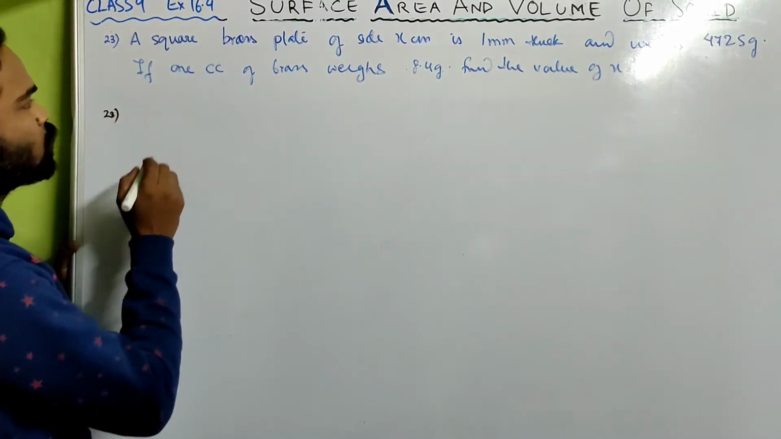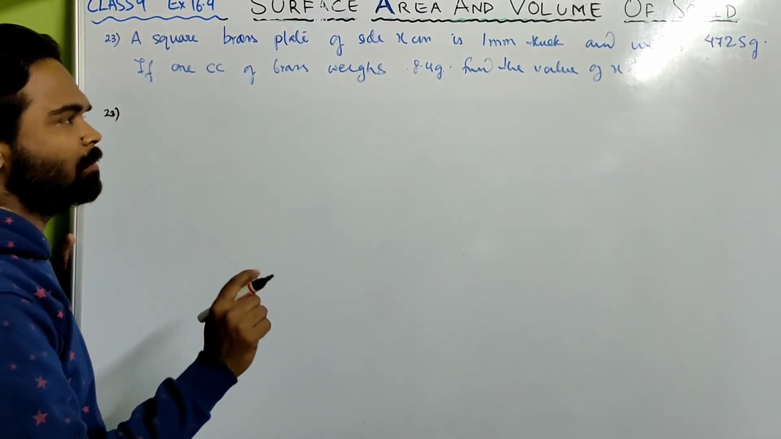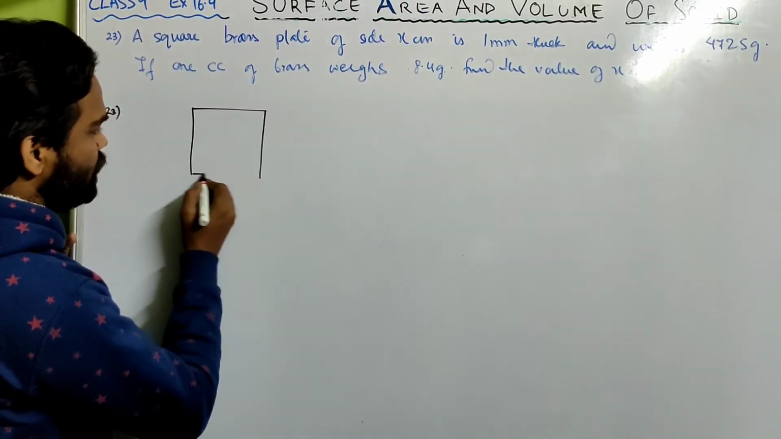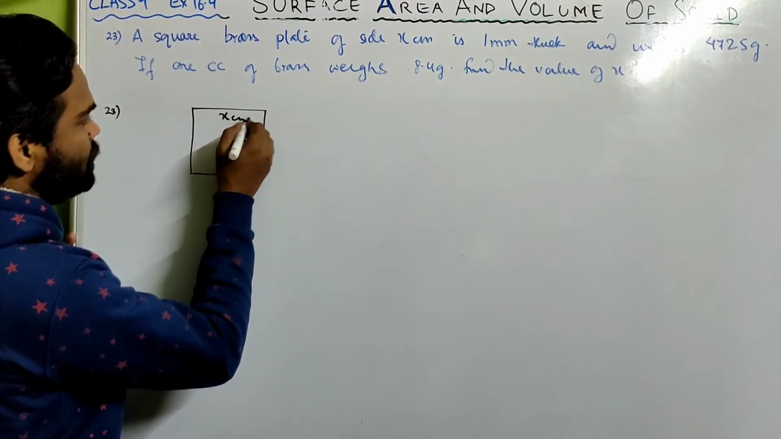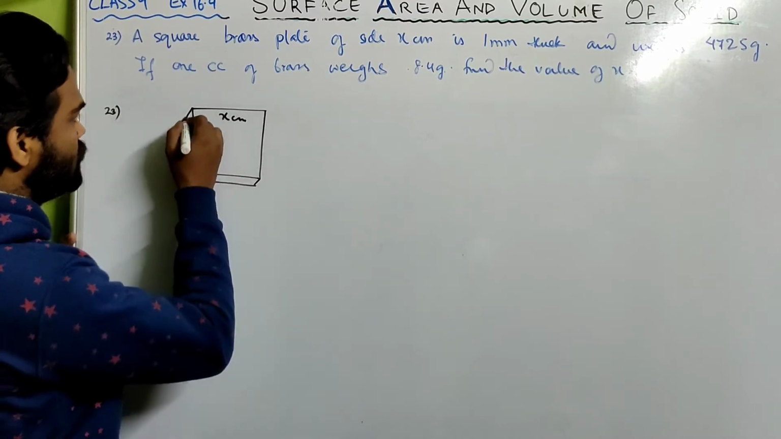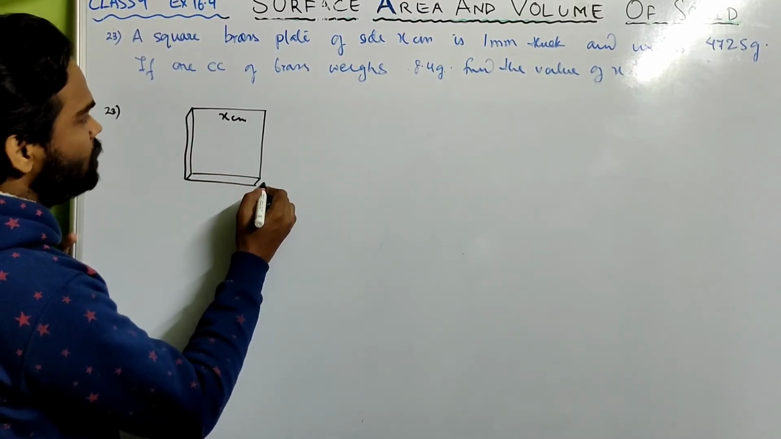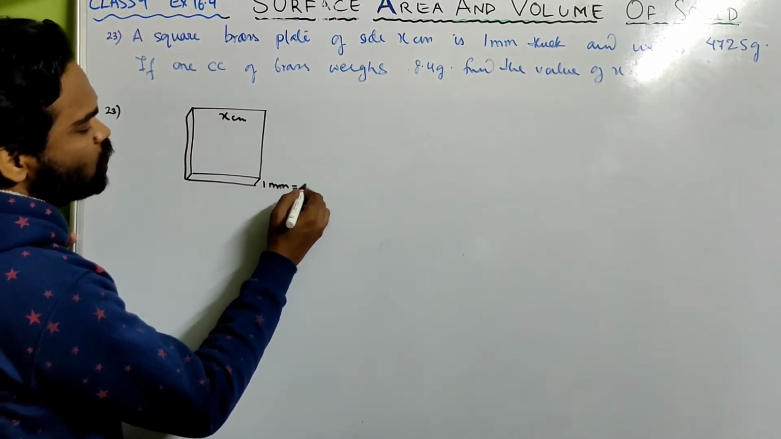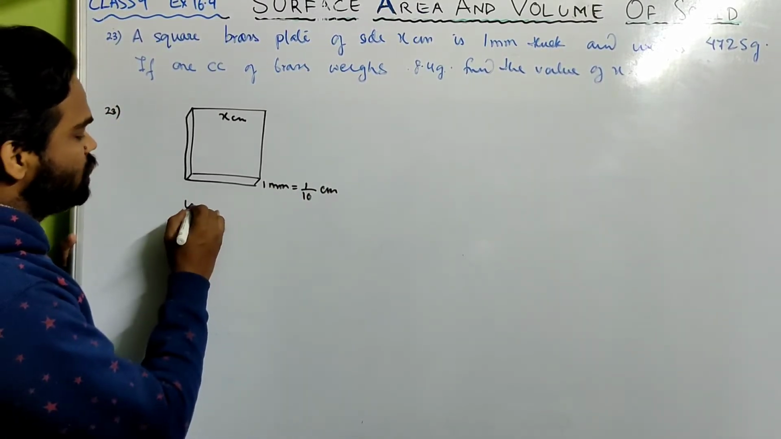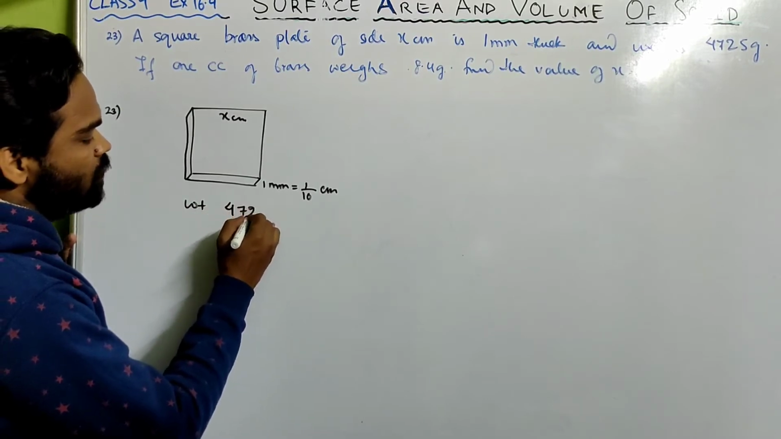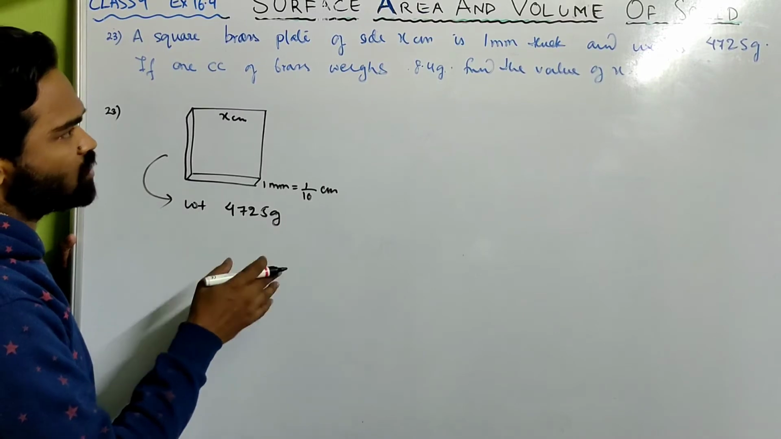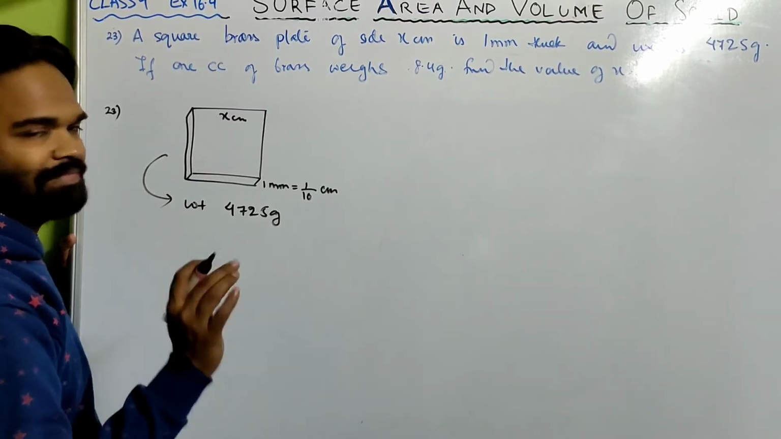23. A square brass plate of side x centimeter is 1 mm thick. So you have a brass plate of side x centimeter in a square, and its thickness is 1 mm. 1 mm means 1 by 10 centimeter, isn't it? And the weight of this is 4725 gram. If 1 centimeter cube of brass weighs 8.4 gram, find the value of x.